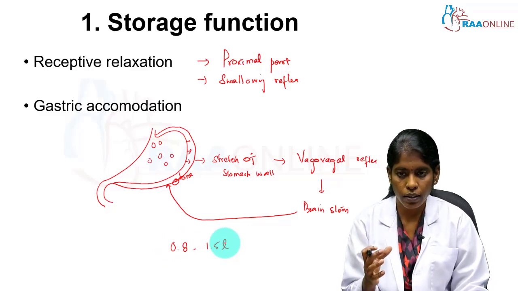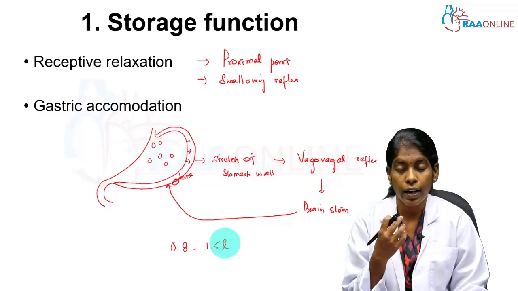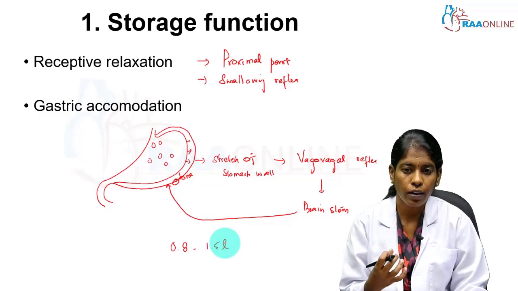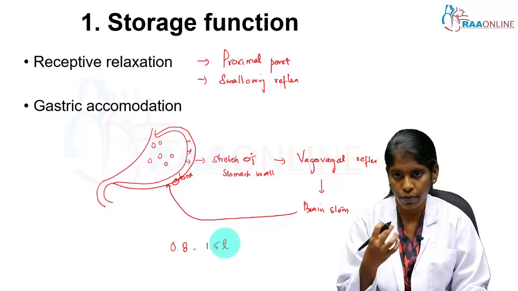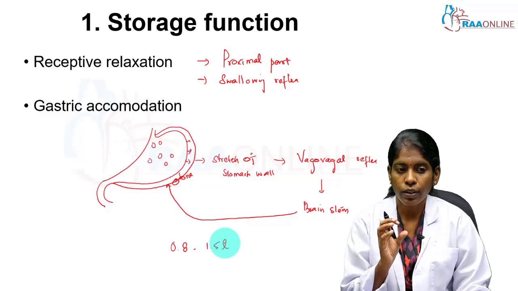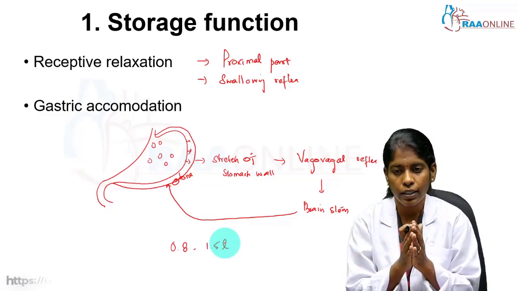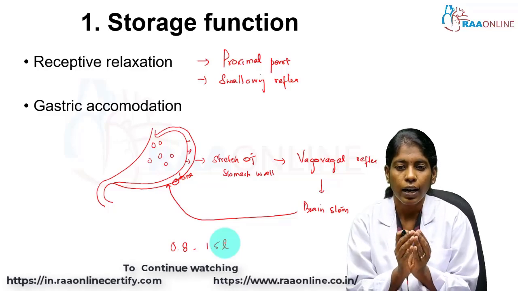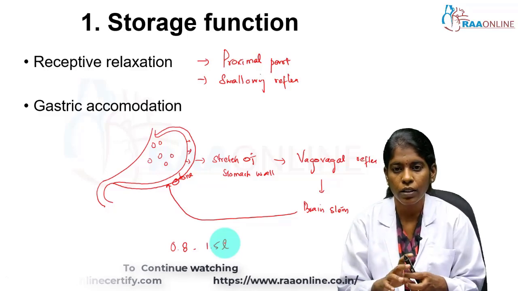The storage function is very, very important because we cannot dump the food that we eat directly into the small intestine, because in the small intestine a lot of time is required for the digestion of proteins, fats and carbohydrates, especially the proteins and fats. Hence the food can be delivered only a few milliliters at a time into the small intestine. Till then the stomach acts like a bag, a bag-like structure that stores the contents until they are emptied into the small intestine, and hence the storage function of the stomach becomes vital.